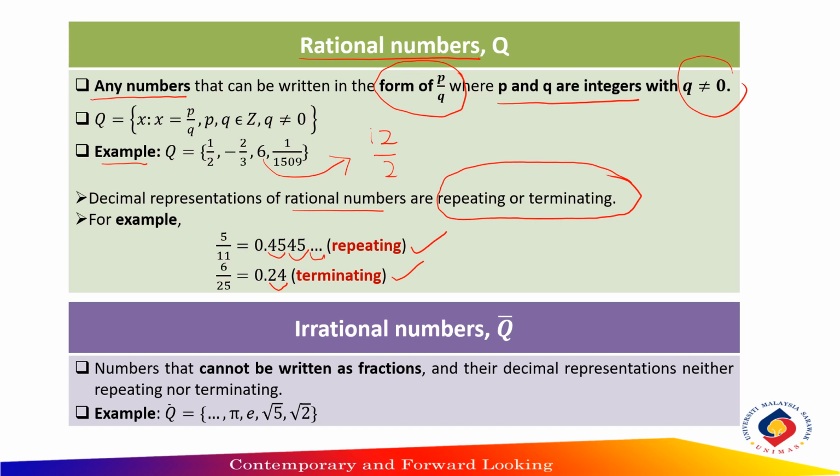Okay, look at irrational numbers. So numbers that cannot be written in the form of a fraction, and their decimal representation is neither repeating nor terminating. So for example, pi, exponent, square root of 5, square root of 2. Okay, so it is neither repeating nor terminating.